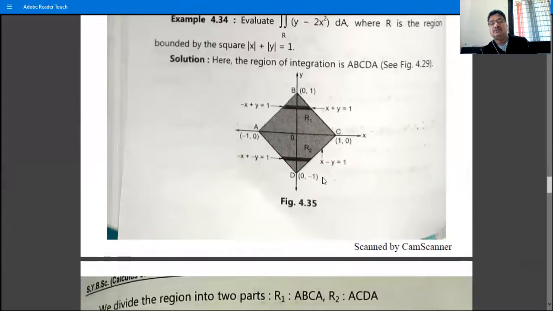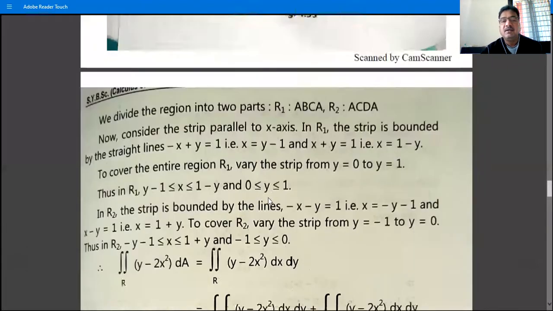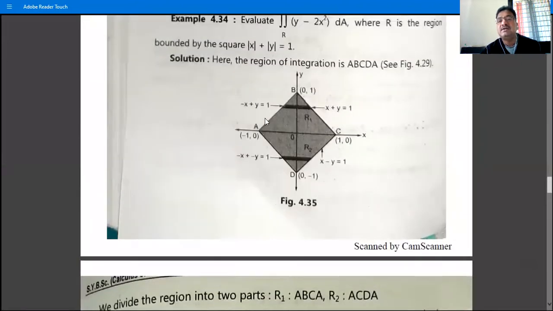Suppose we have to integrate with respect to x first. Then the given integration is the double integration over R of (y - 2x²) dx dy, right? dx first and then dy. But now this region is divided into two regions, R1 and R2.